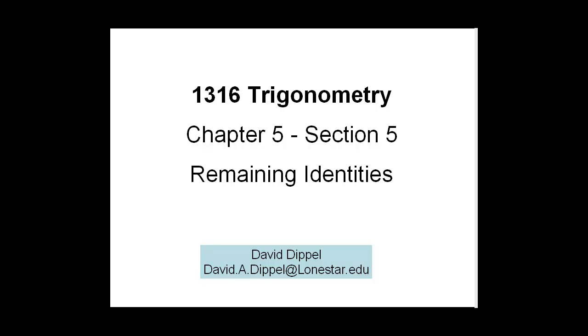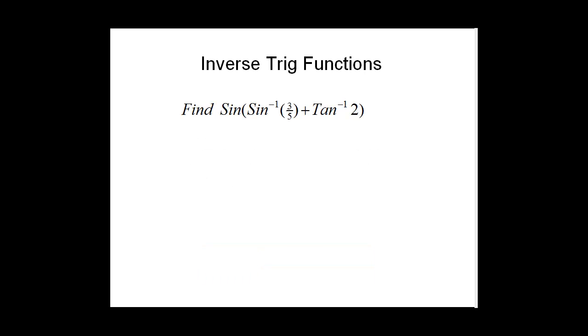Okay, working on 1316, Chapter 5, Section 5, all the remaining identities. The first one, we just need to quickly review our inverse trig functions. Suppose you want to find sine of sine inverse of 3/5 plus tan inverse of 2. To find inverse functions, we draw triangles.